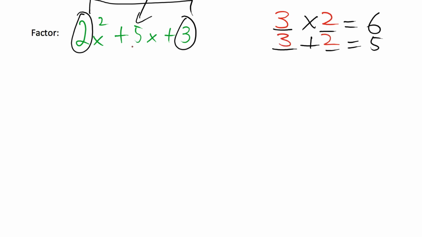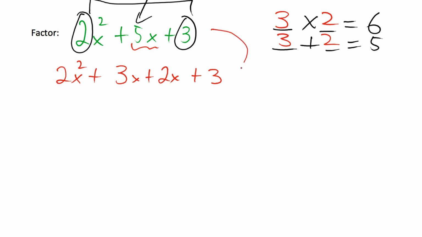And then what we're going to do is we're going to take the 5x and we're going to rewrite it as 3x plus 2x using those numbers I just found. And let's bring in the 2x squared at the front and the 3 at the end. So we've turned our trinomial into 4 terms, which we are now going to group. So we're going to pair these up.